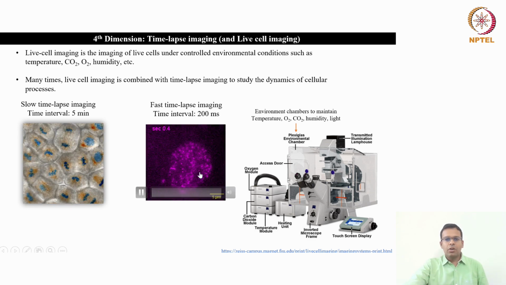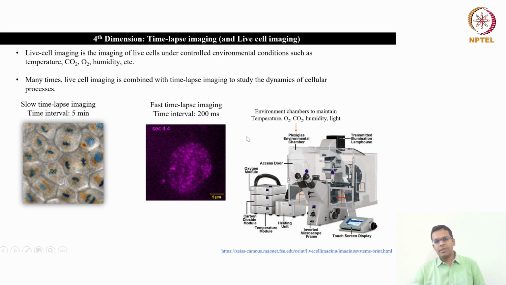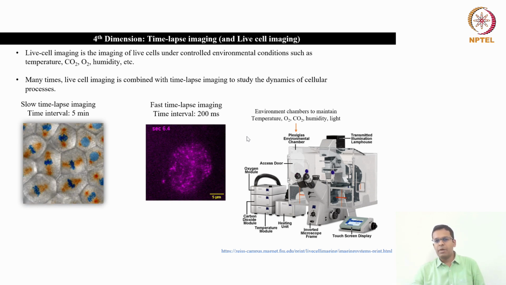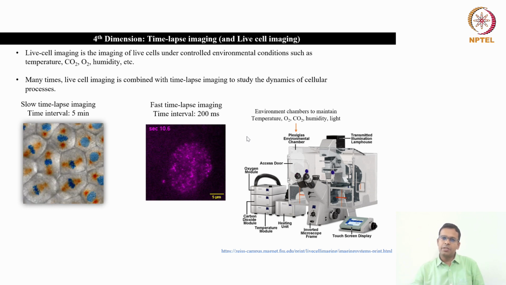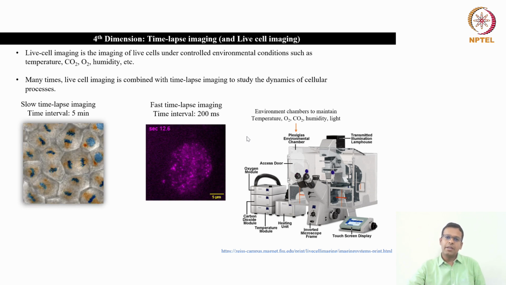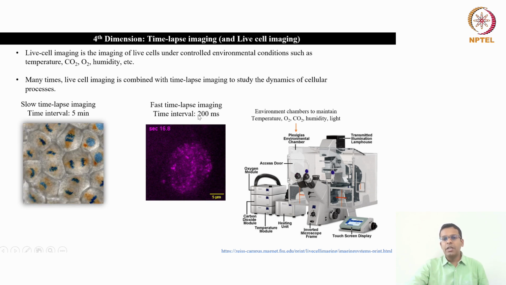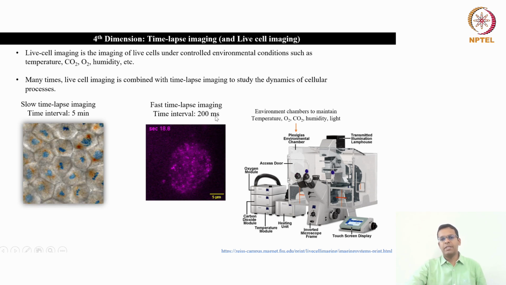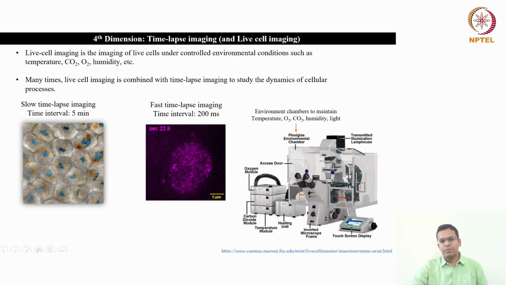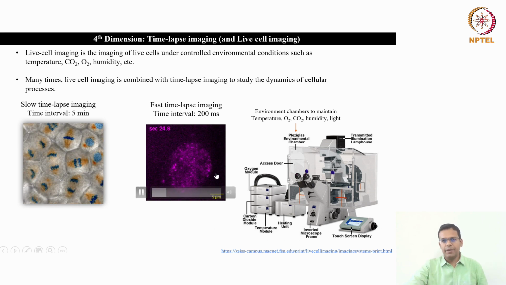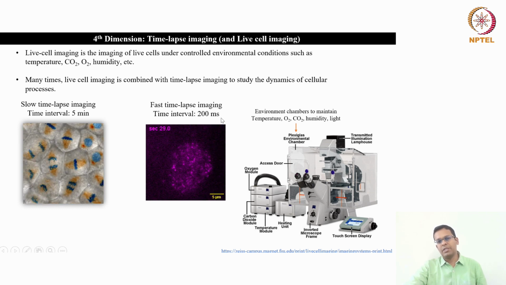But let's say your objective is to capture some fast dynamic processes, such as how long a transcription factor binds to DNA. Transcription factor binding to DNA is a very fast process, and it happens in time scales of seconds. So for that, you need to image at every 200 milliseconds. Here you can see how fast these single molecules of transcription factors bind to chromatin. They are very fast, and that's why you have to image at every 200 milliseconds.